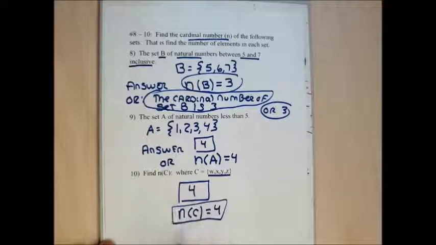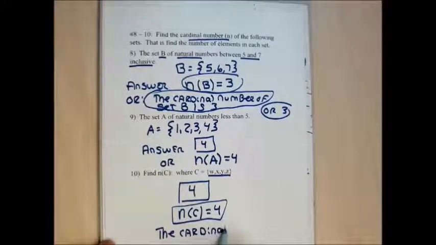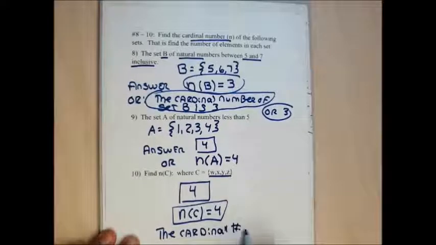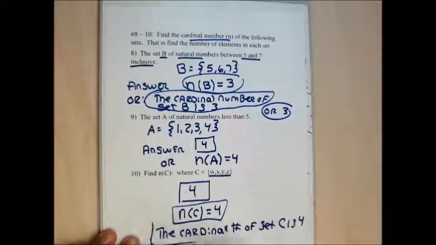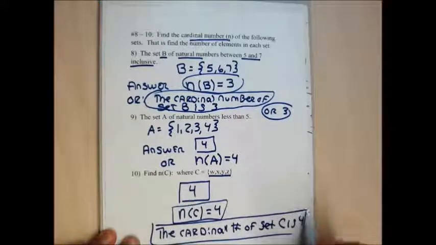And the last correct answer, I could say the number of elements, or the cardinal number, which is the same thing as the number of elements of set C, is 4. All of these are equally correct answers to problem 10.